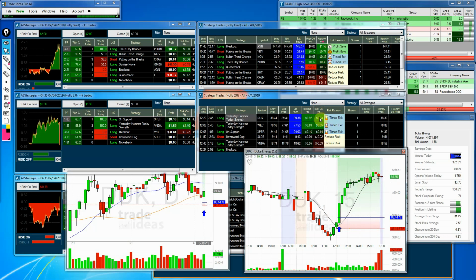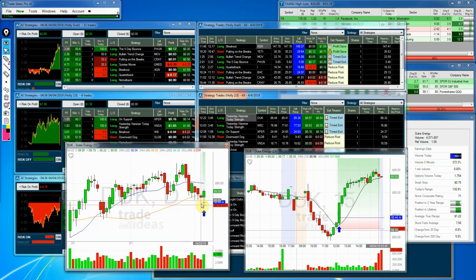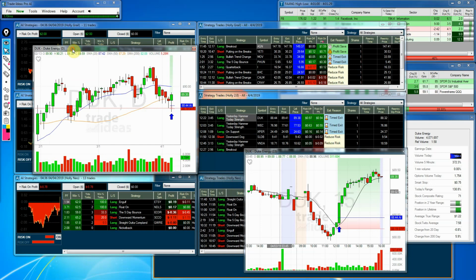And you can see that was the best trade in both categories. That was yesterday hammer, today strength. And you can see here that hammer candle here, and then it took off today. So that is a candle that it's good to watch sometimes when the buyers bring it back up and you get that continuation the next day. Very, very nice.